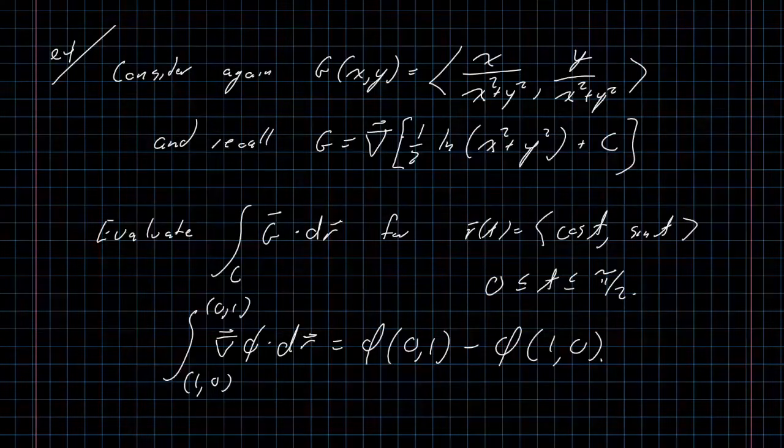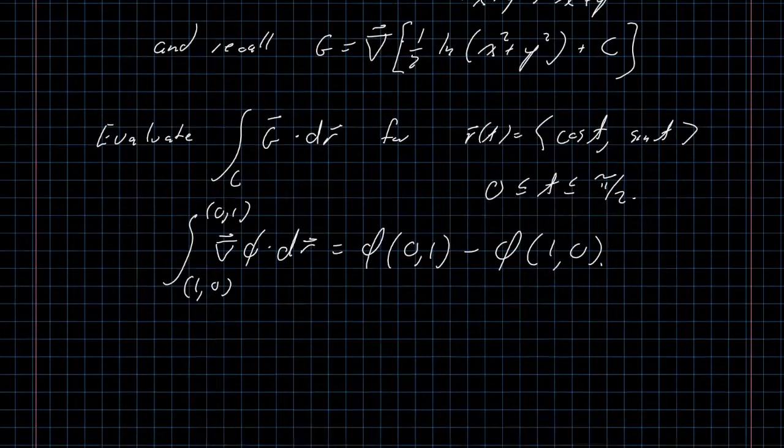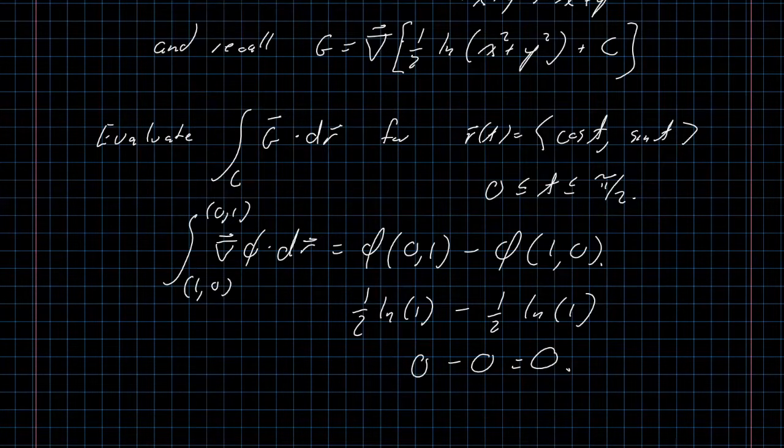All right, plug in x equals 0, y equals 1. You get natural log of 1, which is 0. Plug in x equals 1, y equals 0, you get natural log of 1, which is 0. So we have 1/2 natural log of 1 minus 1/2 natural log of 1. I'm picking c equals 0 because it's the most convenient version of this potential function to work with, but I could pick any value of c and this would still work out. And I get 0. That's really convenient.